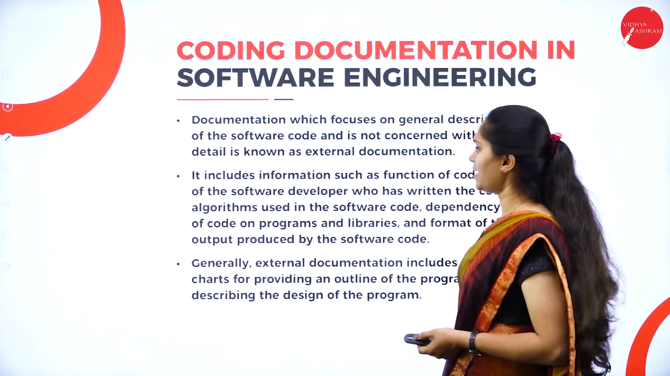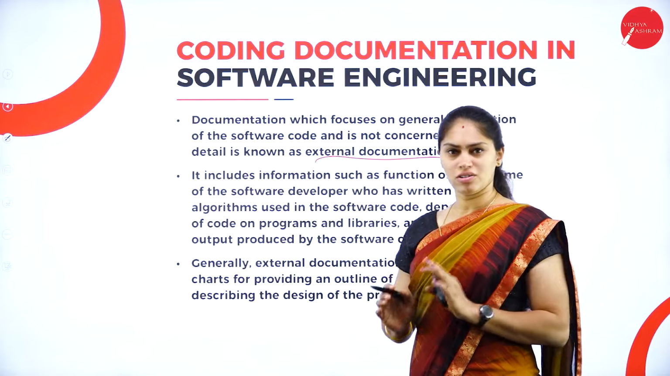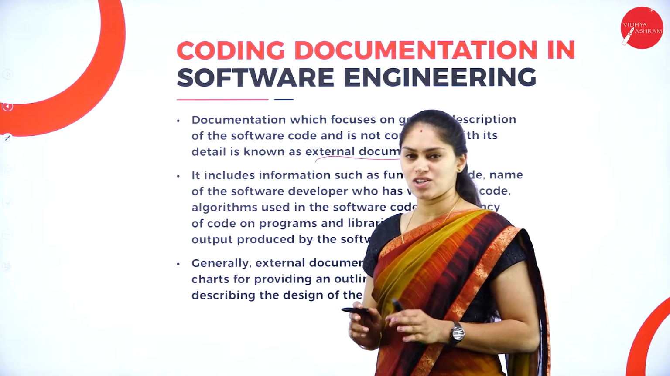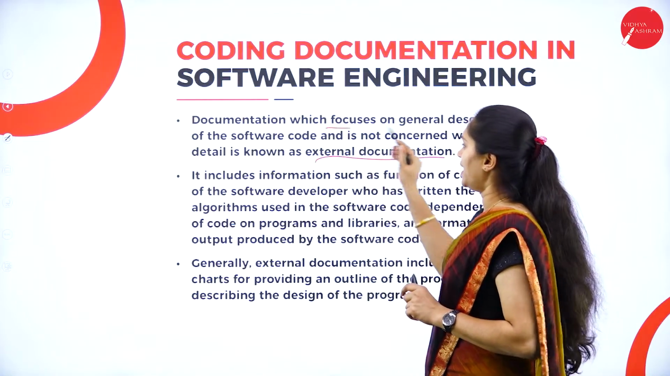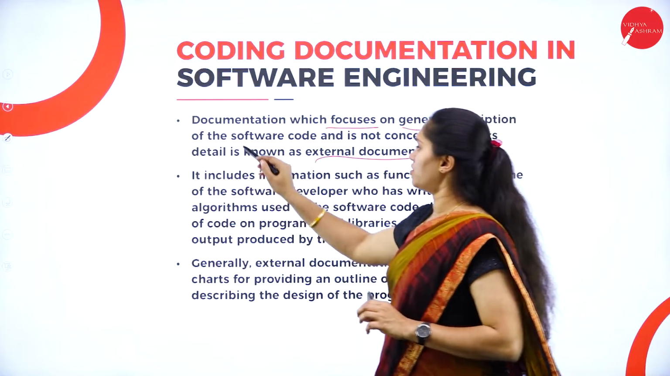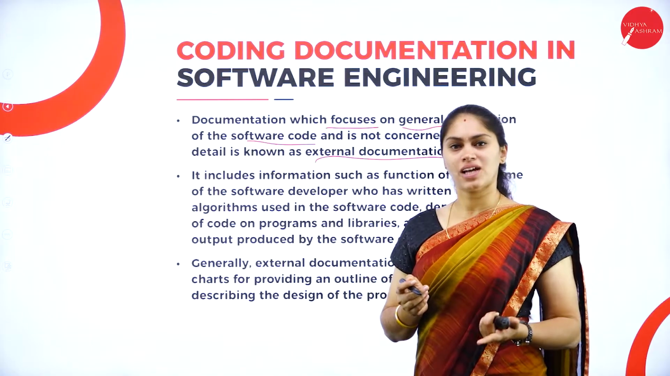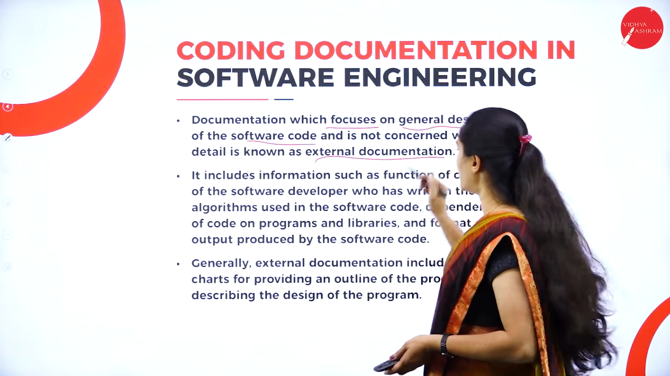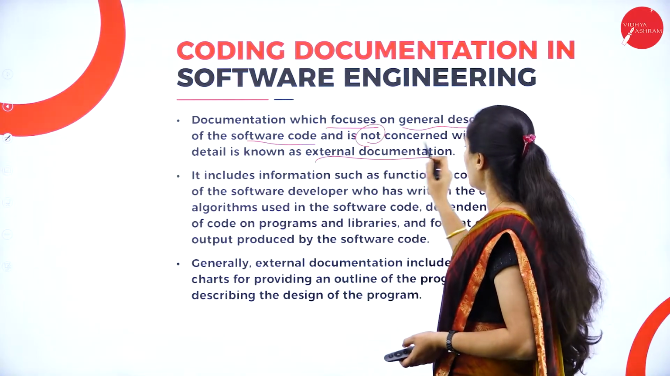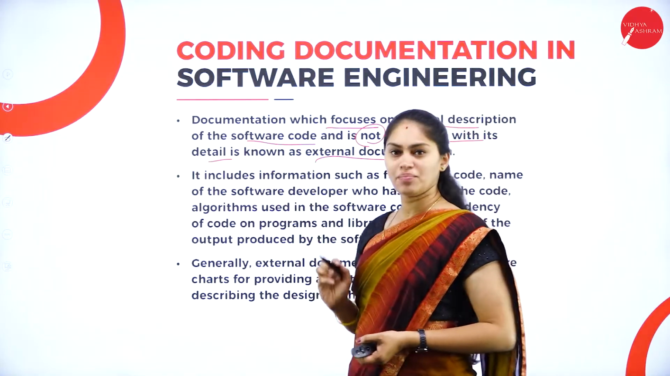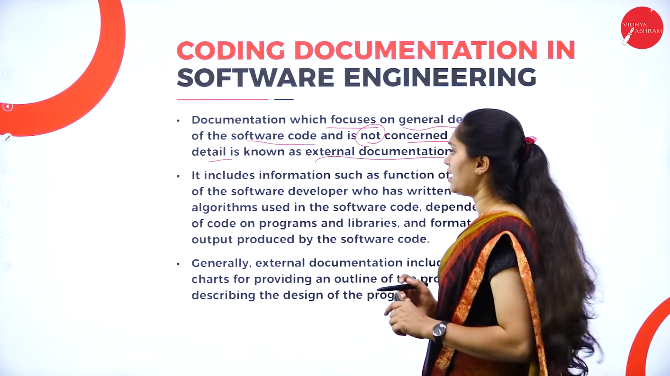Fine. So we'll see about the external documentation, what it means. We got to know about internal documentation, so what will happen in external documentation? Mainly it focuses on a general description of a software code. It won't say how it is working internally. Instead, it will just give a general description of a software code and is not concerned with its detail. Then we are going to call that kind of documentation external documentation.